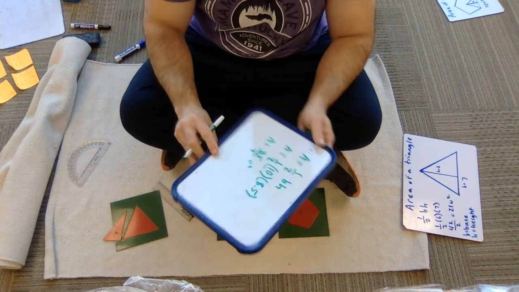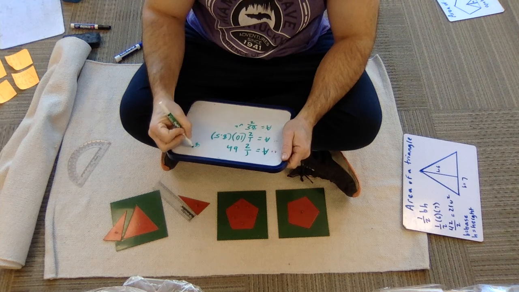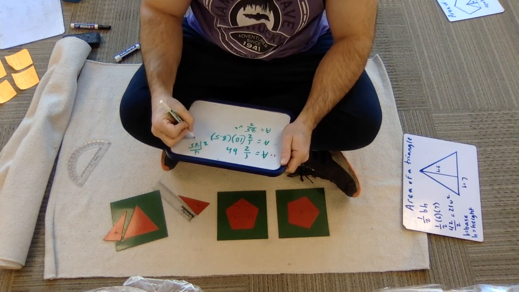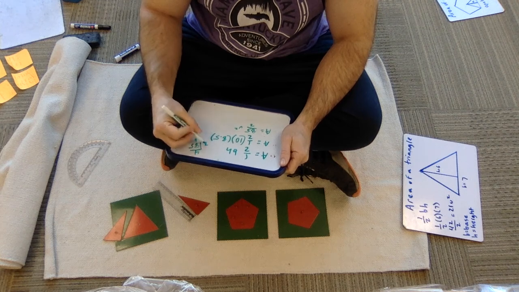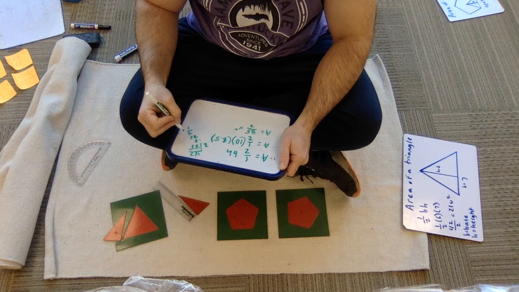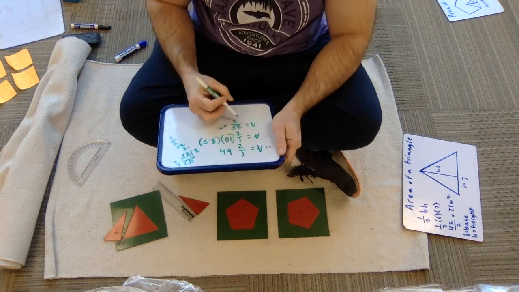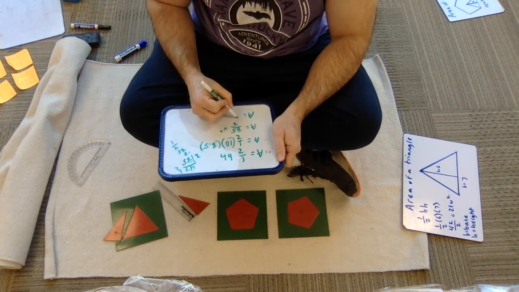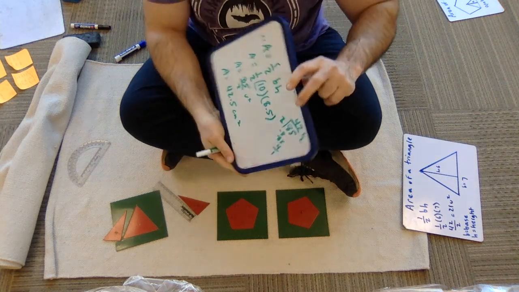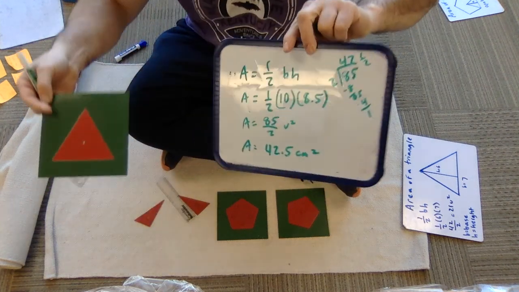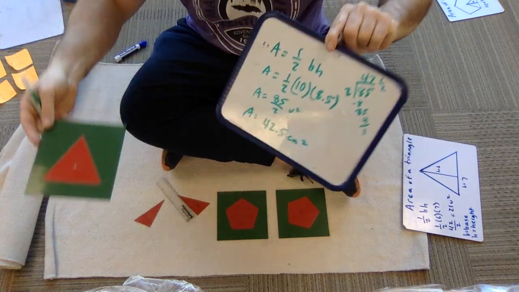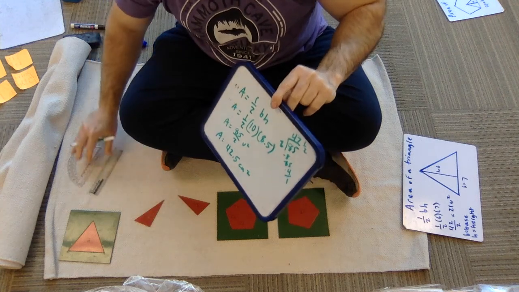I can go ahead and do my division here. 85 divided by 2, 4, 0, 5, 2, minus 4, 1. 42.5, 42.5. So the area of this triangle that I just found is 42.5 centimeters squared. So why am I doing this review?